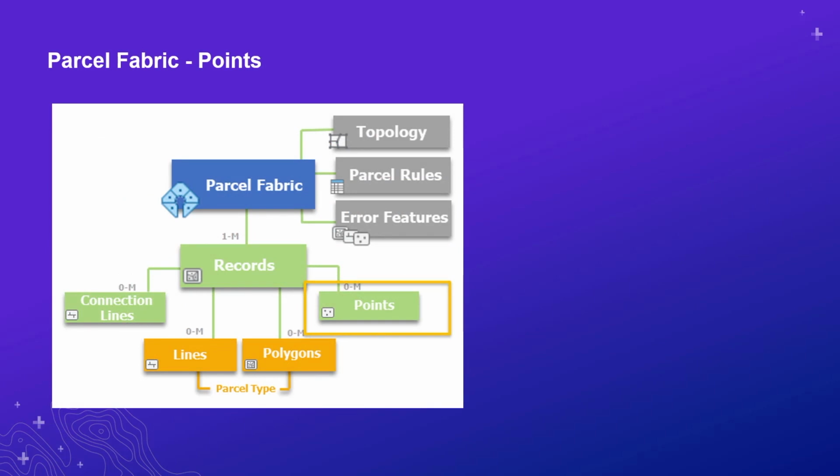Parcel Fabric points can be standard points that exist at the ends of every line. If there is no point at the end of a line, then a topology rule is broken and you will get an error feature. And then you're able to fix that error and create points on the end of the line. Points can also be flagged as fixed, meaning that they are control points and used for various purposes, such as in least squares adjustment.